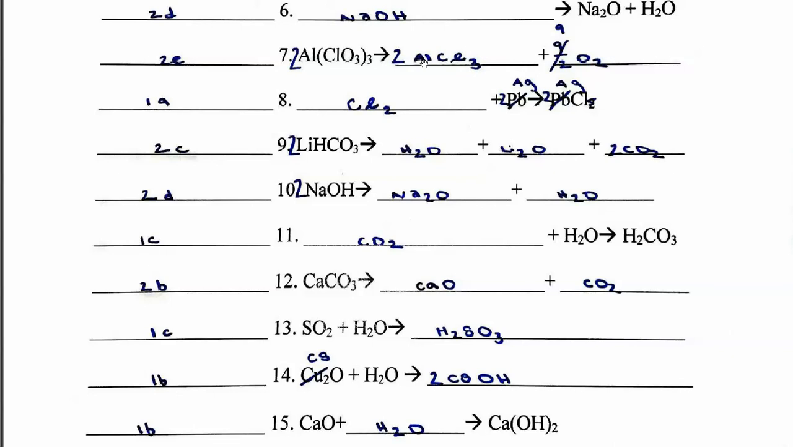So when I cross Al and Cl, Al has a +3 charge, Cl has a -1 charge. So when I cross, the 3 goes there and the 1 goes there, so it's AlCl3. Balancing is a pain in the butt.